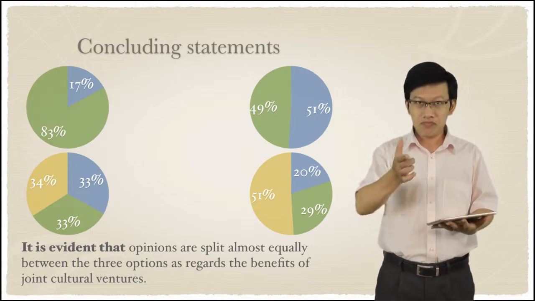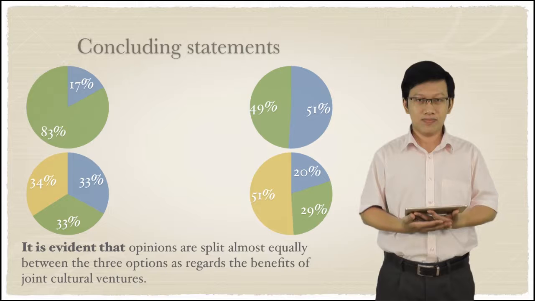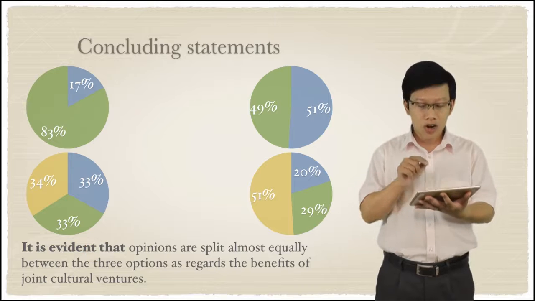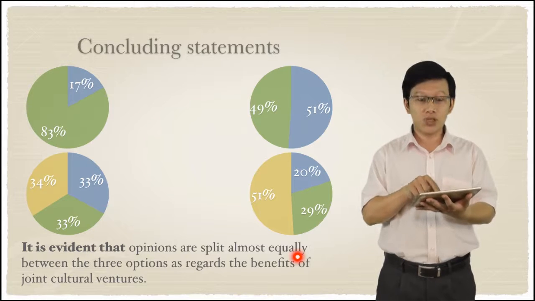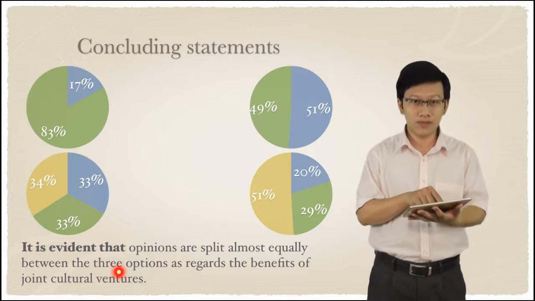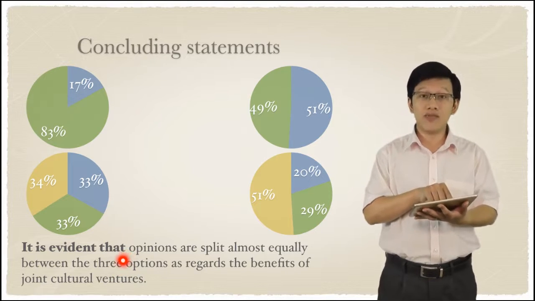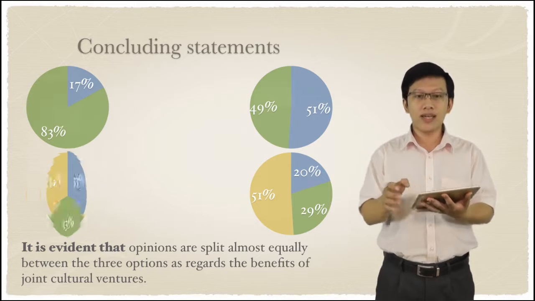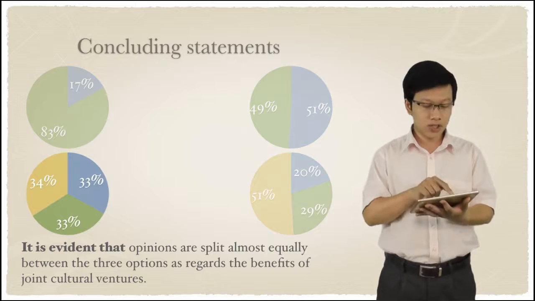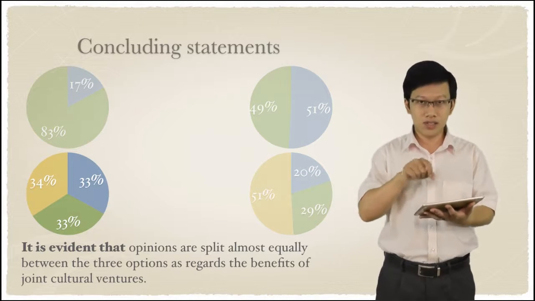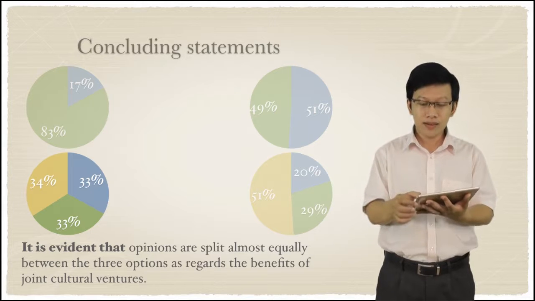For example, now we say it is evident that opinions are split almost equally between 3 options as regards the benefits of joining cultural ventures. Now remember the phrase, it is evident that. This is a good phrase to conclude it. And split equally among the 3, so I think this is going to be this pie chart, right? 1, 2, and 3 different sections in the pie chart. Next statement.